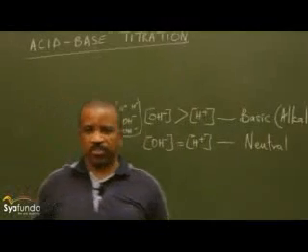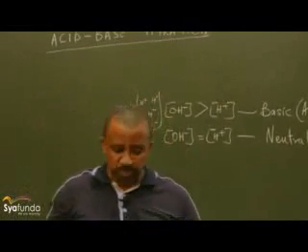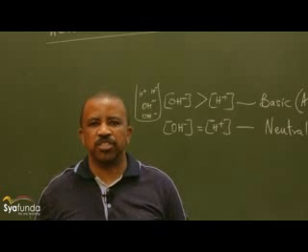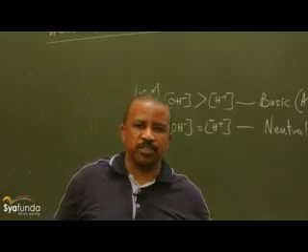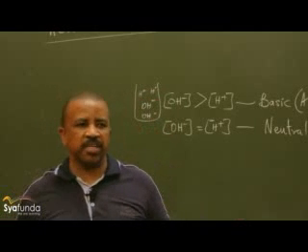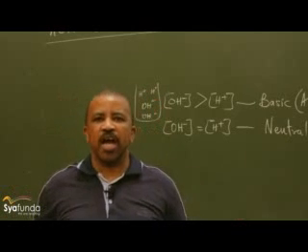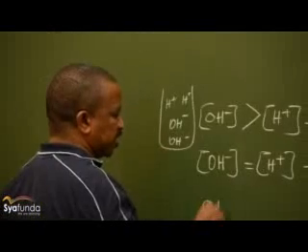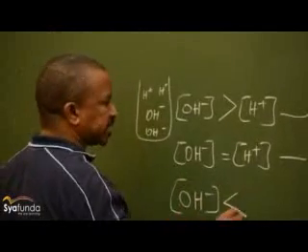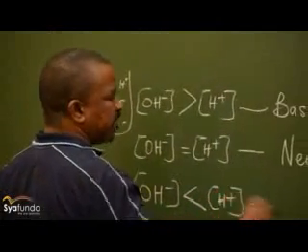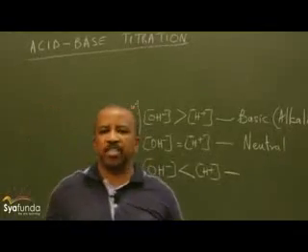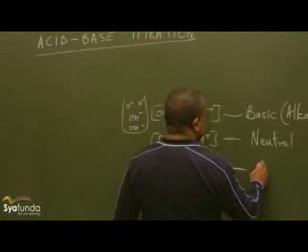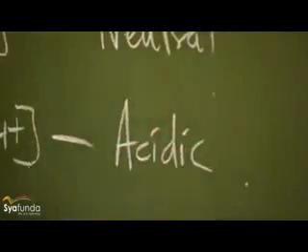The solution is neutral when the concentration of H plus equals OH minus, which means it has an equal number of hydroxide ions and hydrogen ions. If the concentration of OH minus is less than the concentration of H plus, it means the H plus in the solution are more than the OH minus. Then we say the solution is acidic.